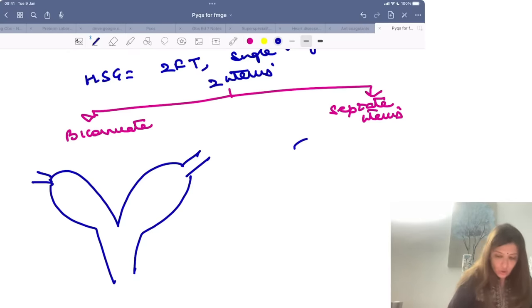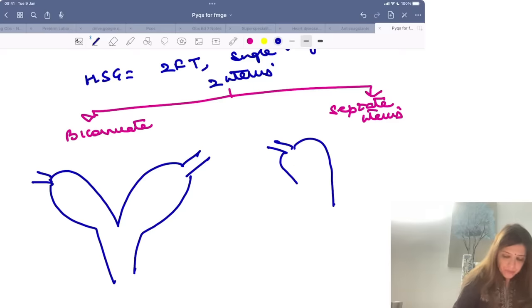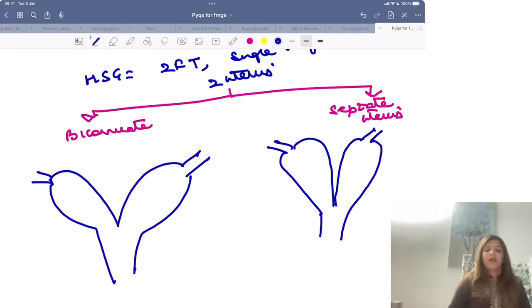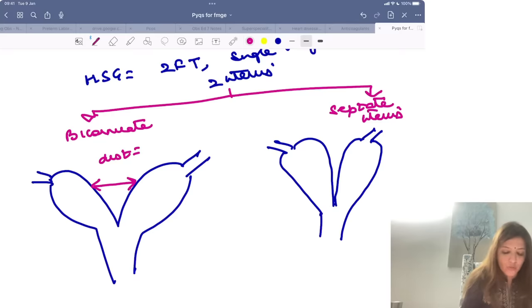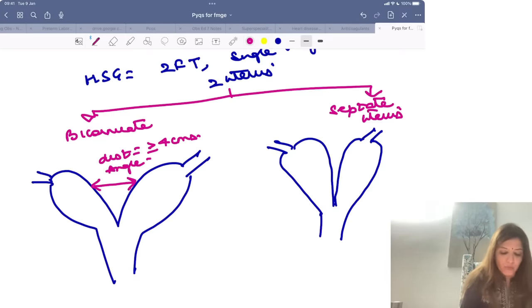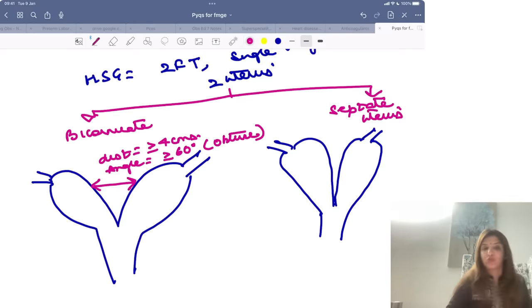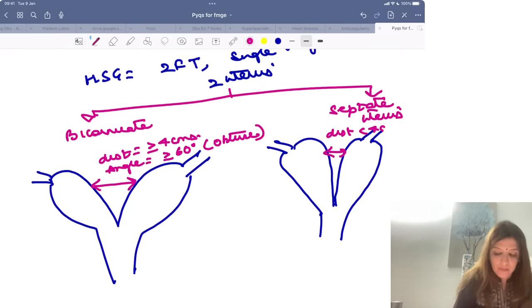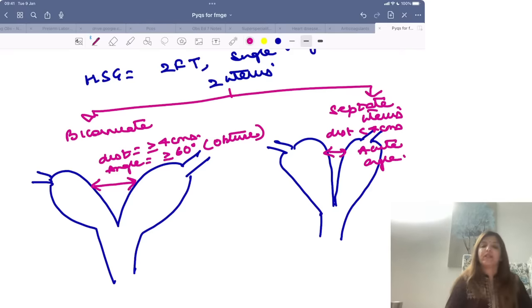In septate uterus also you will get two fallopian tubes, two uteri, single vagina. Now how am I going to differentiate between them? If the distance between the two horns is more than 4 centimeters and the angle is more than 60 degrees. So, it's an obtuse angle. Instead of 60, say obtuse angle. Right? If the distance is less than 4 centimeters and there is an acute angle, then it is septate uterus.